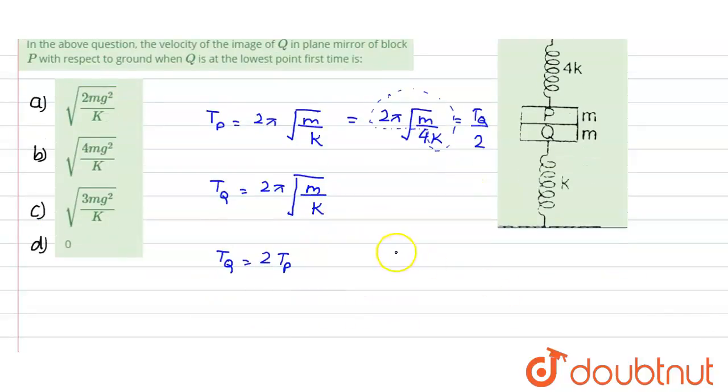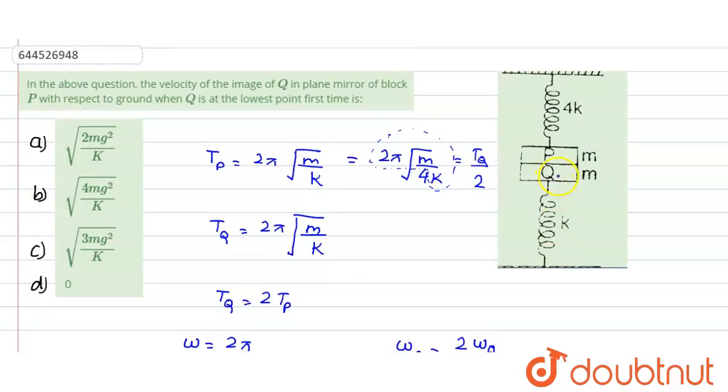Now what is the time period? Time period means the amount of time it takes to complete one oscillation. Now if we write in terms of angular frequency, we can easily check which one is moving faster and which one is moving slower. Omega is equal to 2 pi divided by T, so omega is inversely proportional to the time period. So clearly omega for P would be equal to 2 times omega for Q.